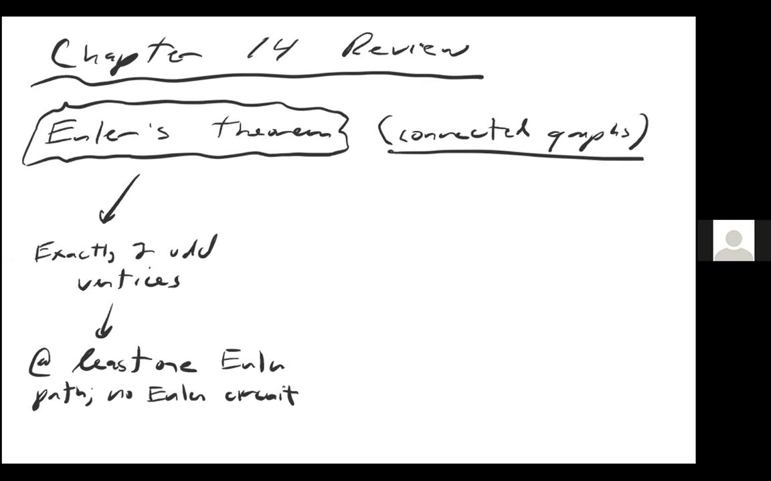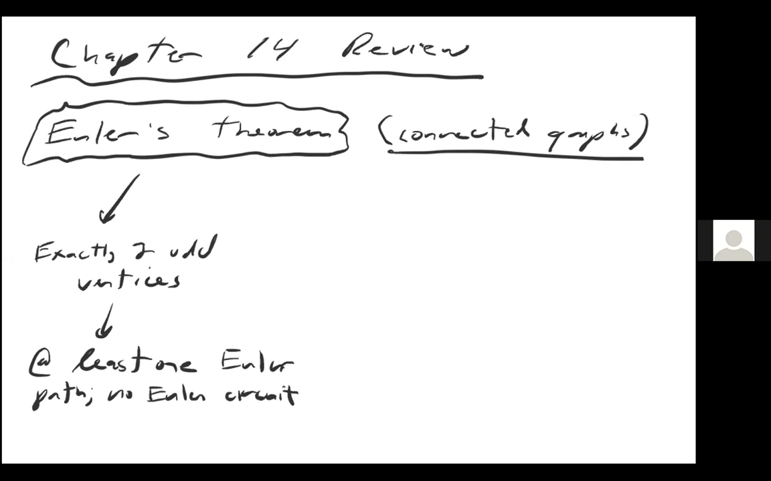So one way I can tell if there's an Euler path and no Euler circuit is I look at the degrees of all the vertices, and if there's exactly two odd vertices, then I have at least one Euler path and no Euler circuit. And for any of the Euler paths that I find, if I actually wanted to find an Euler path, remember, I have to start at one of the odd vertices. I would start at one of the two odd vertices.